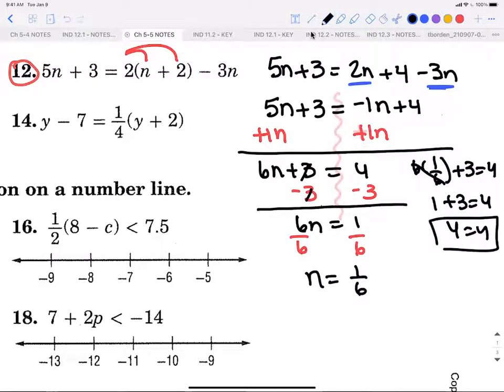So if you get a fraction as an answer, that's okay. All right. If you get a decimal as an answer, that's okay. Just plug it back in. Yes, sir.